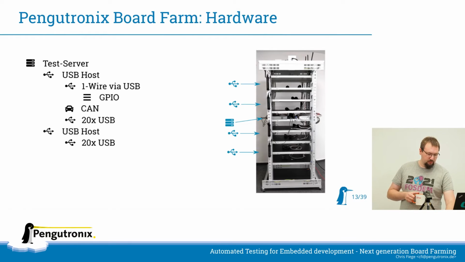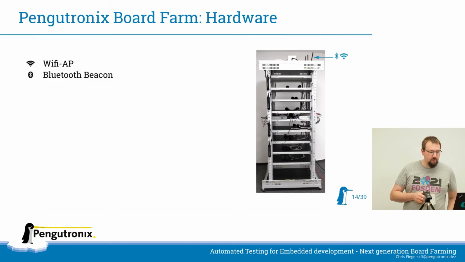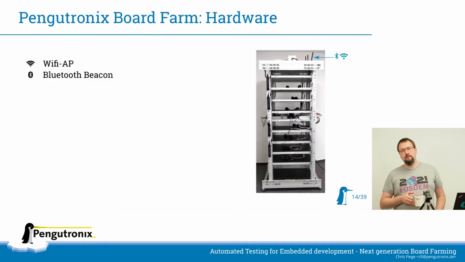One more thing we have there is a Wi-Fi access point. That's just a consumer TP-Link device flashed with OpenWRT. We use that to provide a well-known 2.4 and 5 gigahertz Wi-Fi access point where our devices under test can connect to. And we also have a Bluetooth stick in the USB port of these access points. So we have a known Bluetooth beacon where our devices under test can scan for.